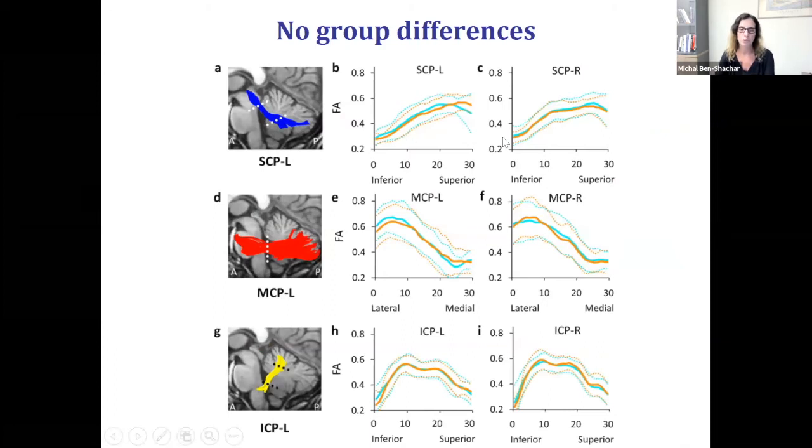There were no group differences in the cerebellar peduncles of these participants. We're talking about the superior, the middle, and the inferior cerebellar peduncles. You can see how perfectly the profiles along the pathways align. This is a perfect test-retest validation, if you ask me, but no significant differences between the groups.